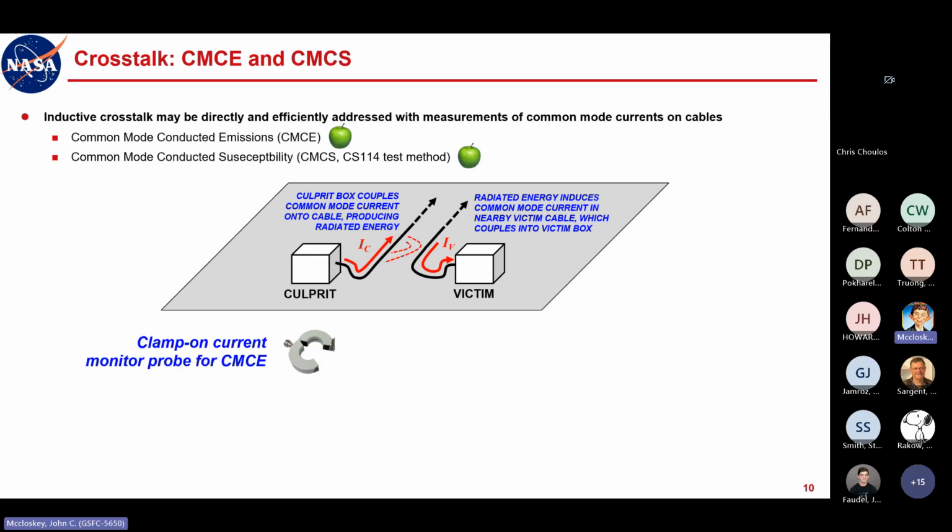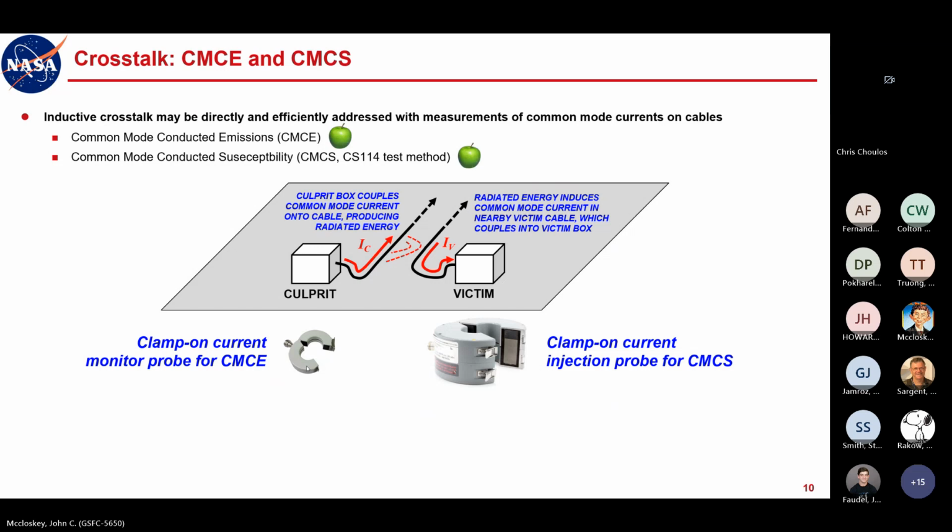One nice thing about doing these kinds of measurements is that we use clamp-on current probes: a clamp-on current monitor probe for common mode conducted emissions, and a clamp-on current injection probe for susceptibility, which is going to be the major thing we're going to be talking about in this session. As you see here, both of these probes just clamp on. There's a clamp here. You open it up, and clamp it around the cable that you want to evaluate.